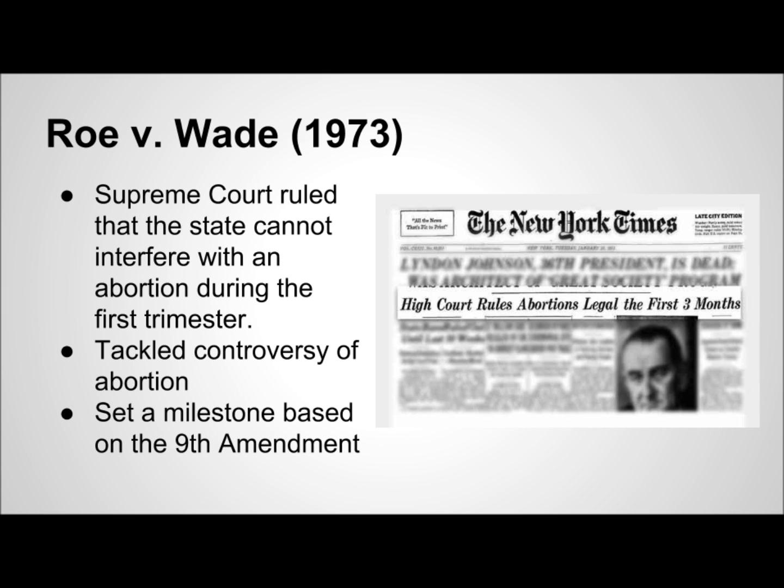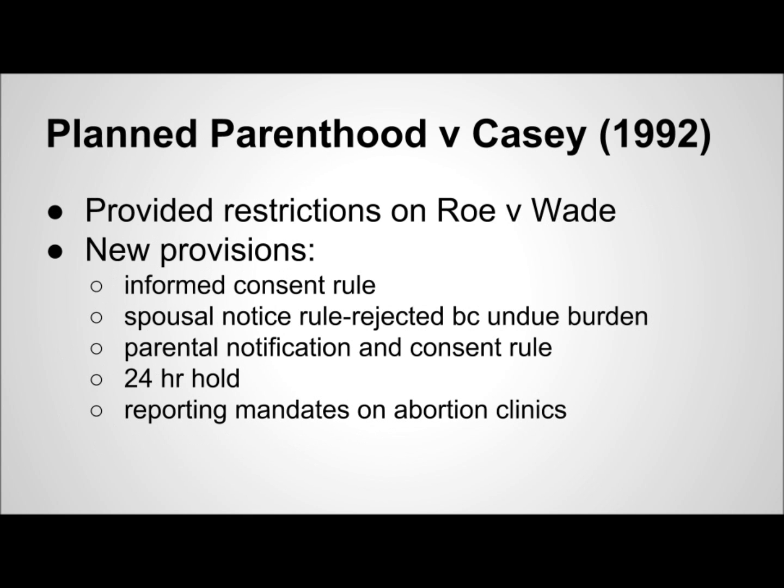Using the precedent set by Griswold v. Connecticut, abortion was no longer restricted to only those whose lives were in danger. This set a milestone based on the Ninth Amendment. On the other hand, Planned Parenthood v. Casey provided restrictions on abortions and contraceptives, a backward step in progress. The Supreme Court kept the ruling of Roe v. Wade, but provided some restrictions.